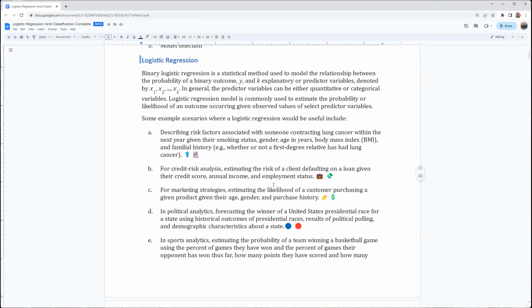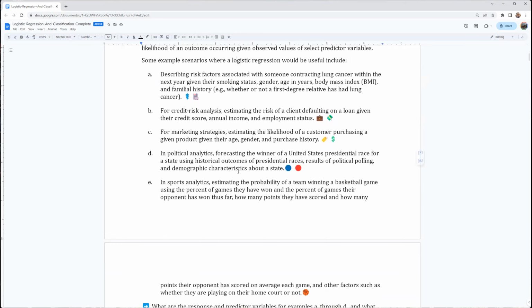So logistic regression is one of the most commonly used methods for estimating the probability of an event occurring. Okay, so just to describe a few examples, but there's so many across lots of different areas of application. So in a medical setting, logistic regression is very useful if one wanted to describe risk factors associated with someone, say, contracting lung cancer, right? So it's useful for doctors to be knowledgeable about, well, what's the risk of this person contracting lung cancer within the next year? Okay, higher risk patients maybe need more screening, more careful monitoring.